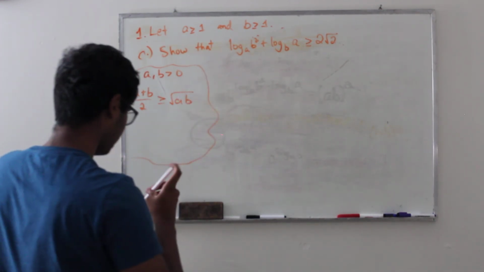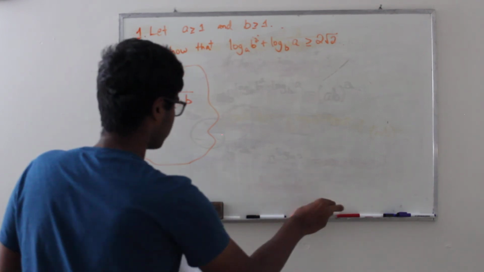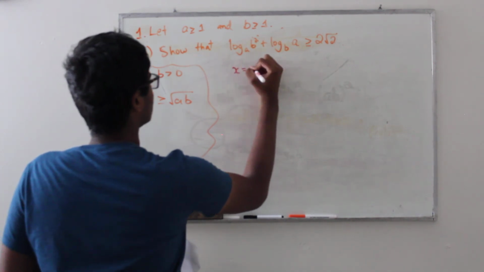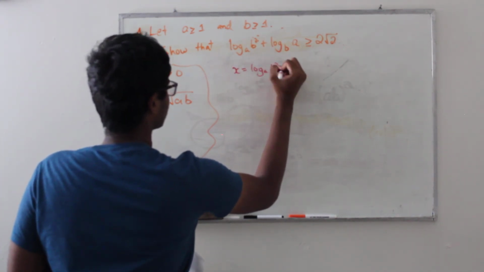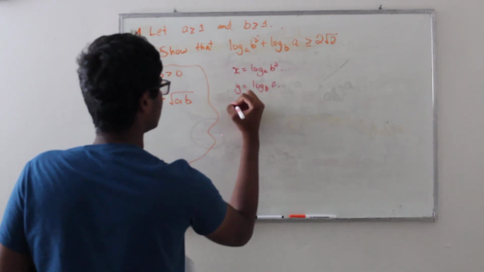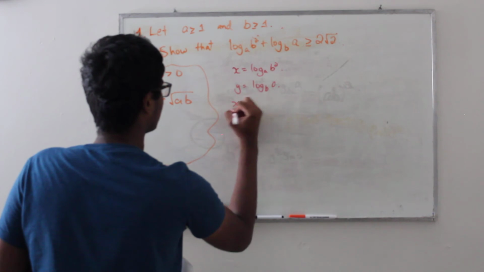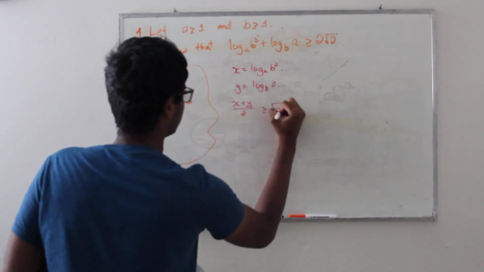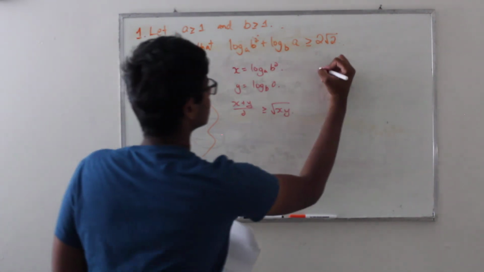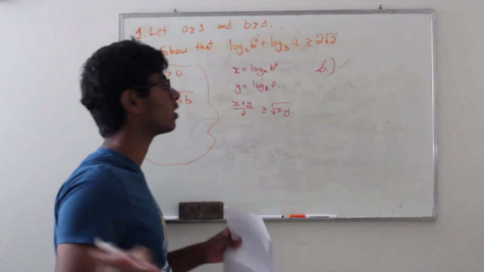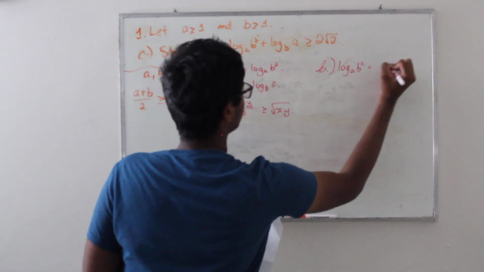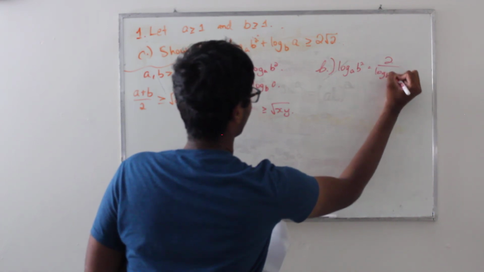So if we use that here, instead of A and B, I'm going to use X and Y. Let's say X equals log base A of B squared, and Y equals log base B of A. We have X plus Y over 2 is greater than or equal to the square root of XY. This looks very similar to the previous problem. If you forgot, it said show that log base A of B squared equals 2 over log base B of A. Look familiar?